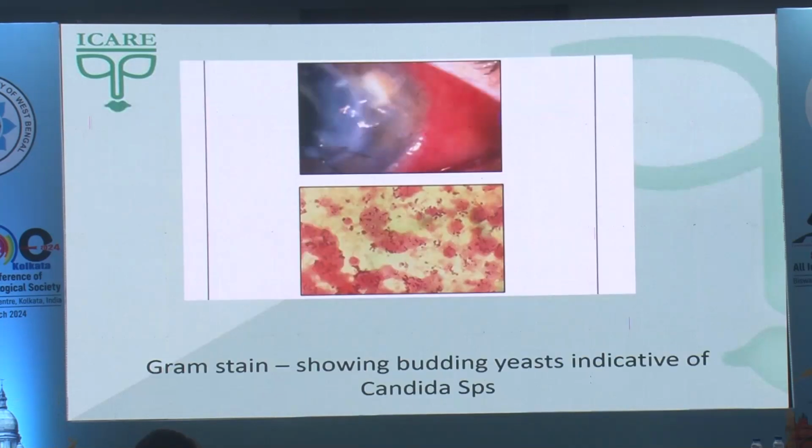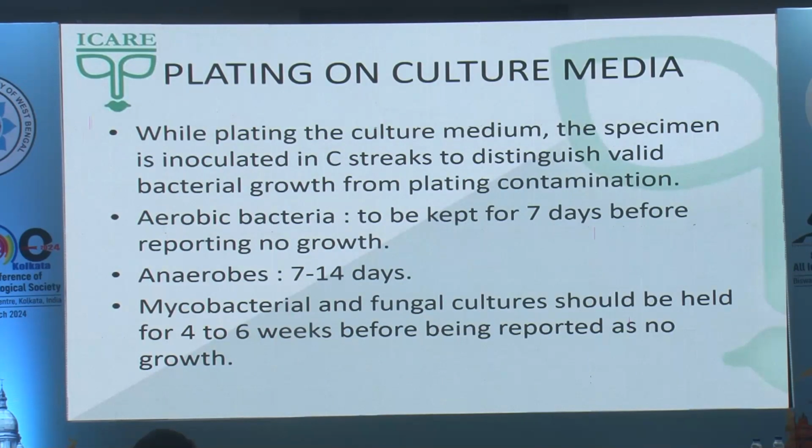This is GMS staining of the fungal hyphae and calcofluor white under fluorescent microscopy. These are Acanthamoeba cysts. This is a Gram stain showing budding yeast indicative of Candida species. Plating on the culture media. While plating, the specimen should be inoculated in C streaks to distinguish valid bacterial growth from plating contamination.